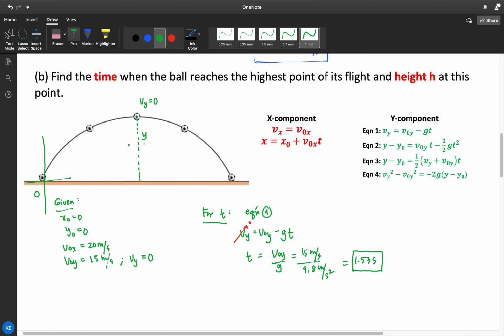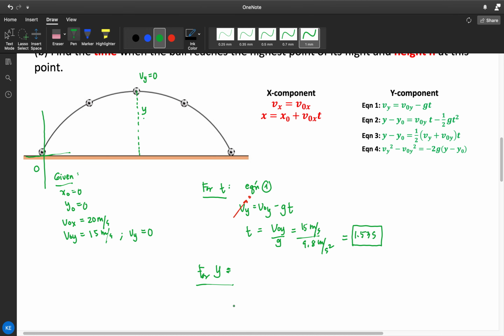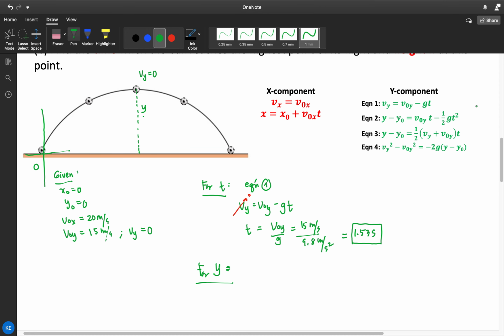Okay, next. Given the time, you could also solve for the height at this point. Final height, initial is 0. So here, y max is what we're looking for, the height at maximum height. Since it's y, you have to look at the y component equations. There are many equations you can use: equations 2, 3, 4, since you have the time. But if you realized late after solving for time, you can use equation 4.